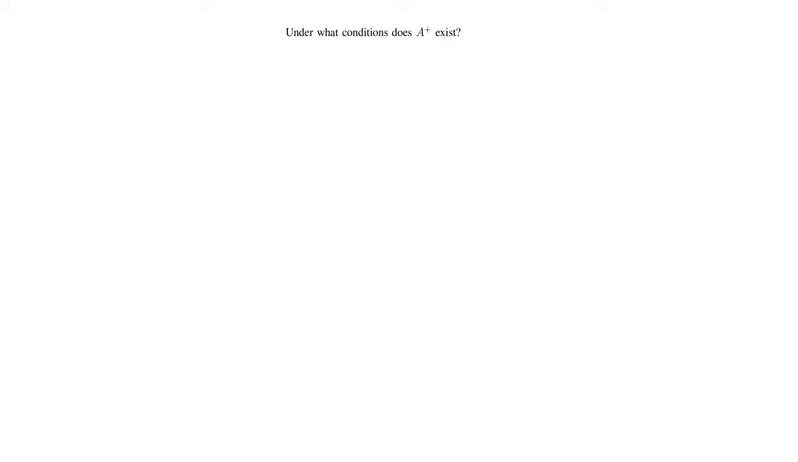We need to now prove that the pseudo-inverse does exist, and that depends on whether we can invert the matrix A transpose times A. Let's establish this theorem first. If you've got an m by n matrix, the rank of A transpose times A is the same as the rank of A.